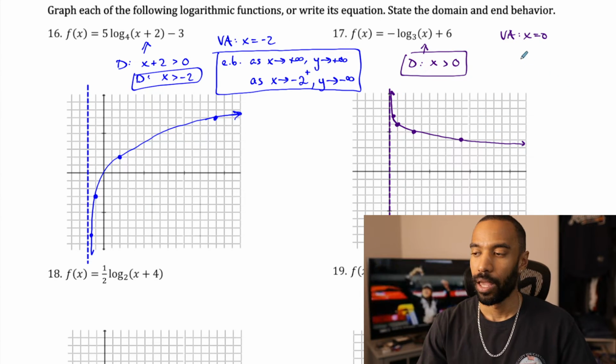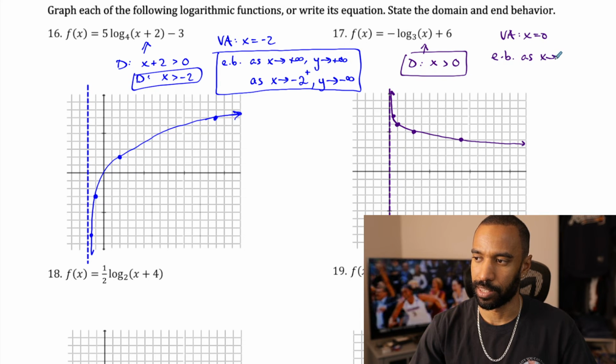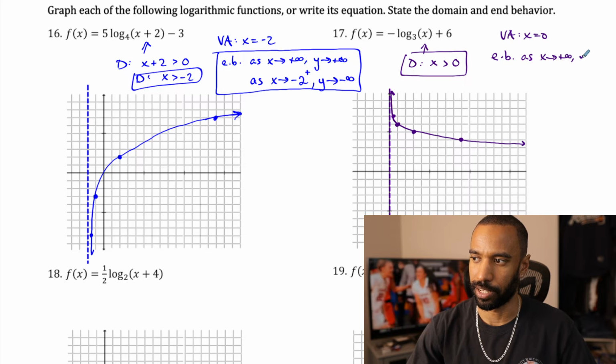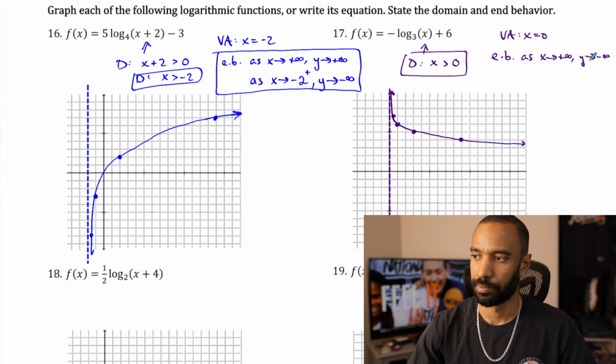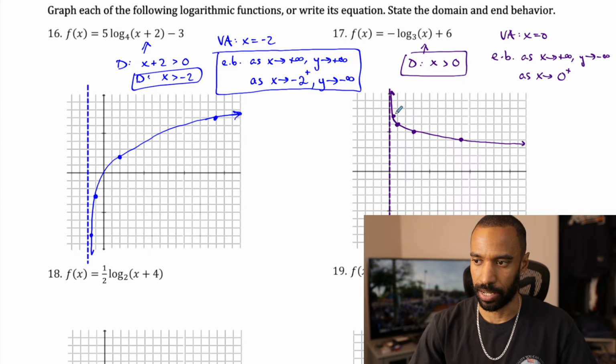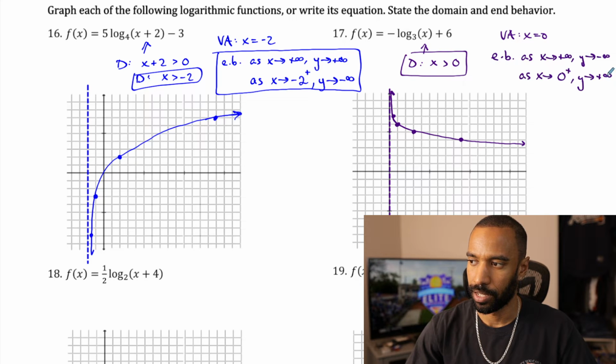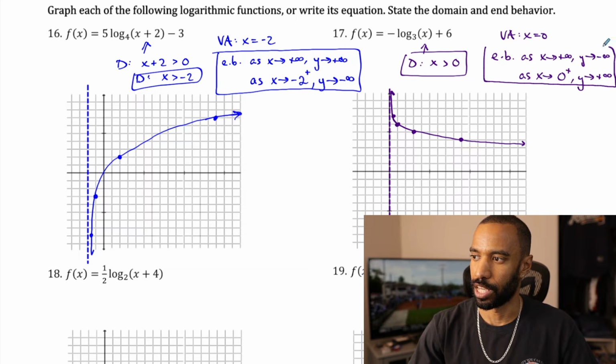And there's your graph. Now the end behavior says as x approaches infinity this time, y approaches negative infinity. We're going down as we go further right. Now as x approaches 0 from the right side, as we get closer and closer to 0, y is going up forever. It's skyrocketing upward. And there's the end behavior on that.